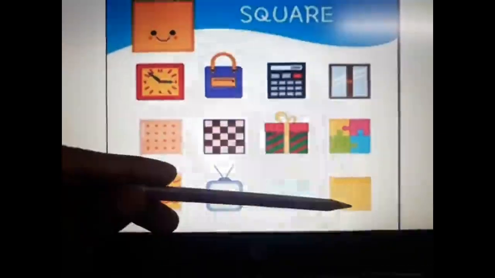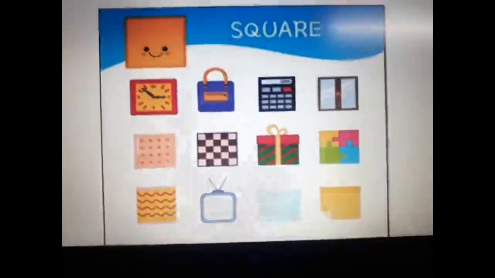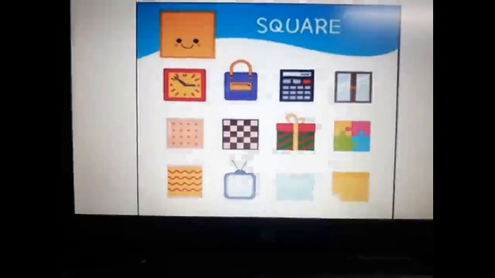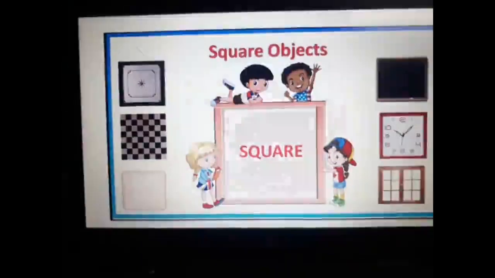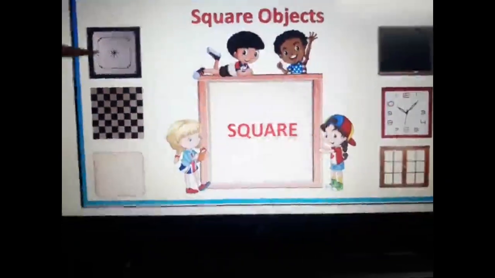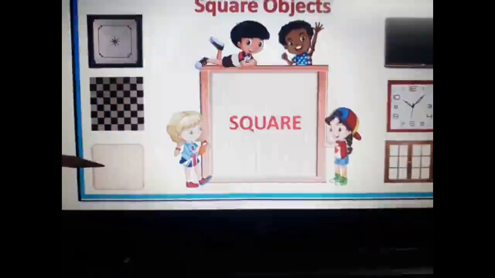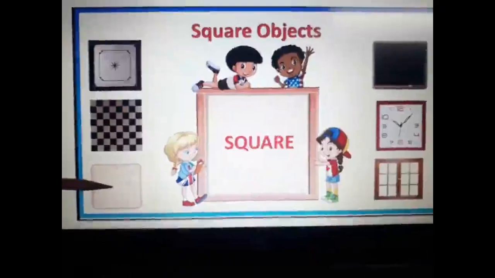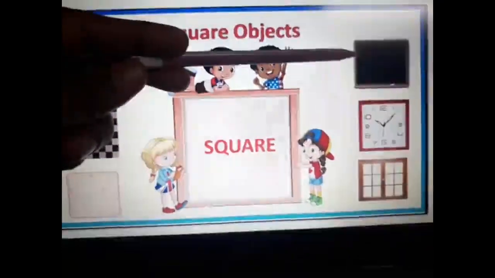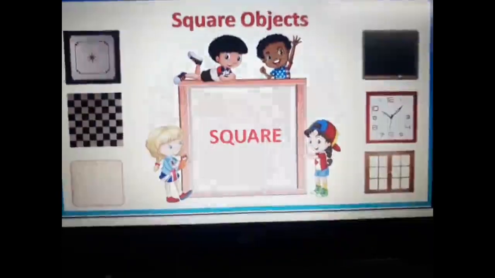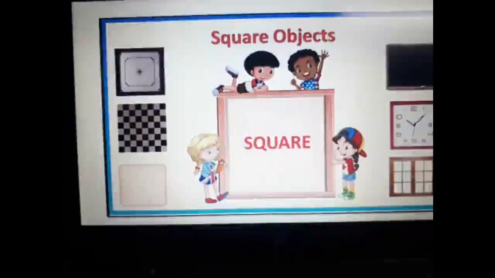Then we have paper. Paper is square in shape. Craft papers we use for making different things. Your origami sheets, they are square in shape, isn't it? Then what are the different other squares we have? Carom board, chess I have already told you, bread slice, you all love eating sandwiches, so the bread slice is again square in shape. Then we have blackboards, square in shape, clocks, windows. So there are many objects which are square in shape.